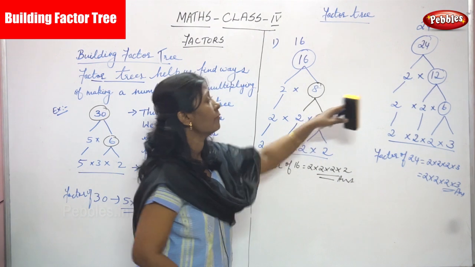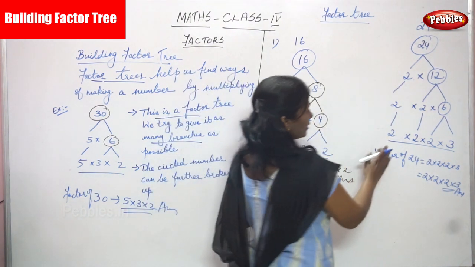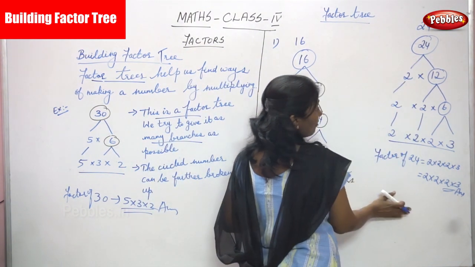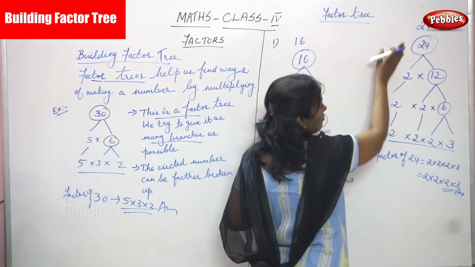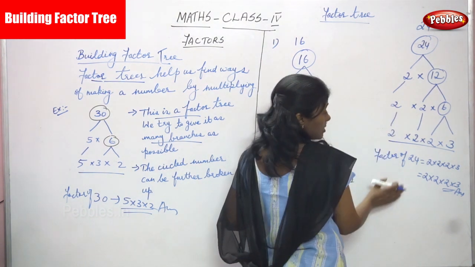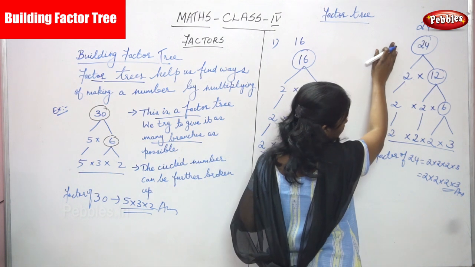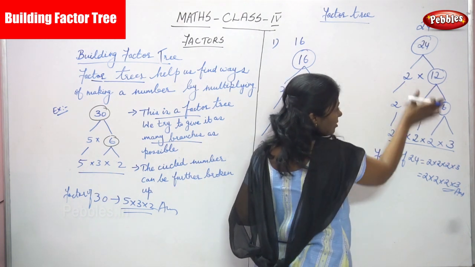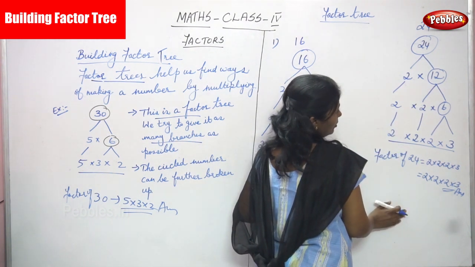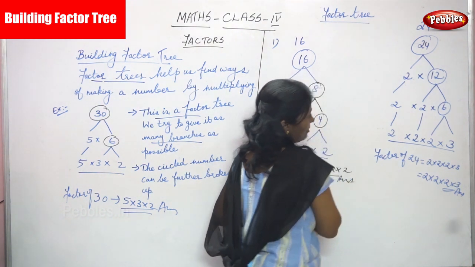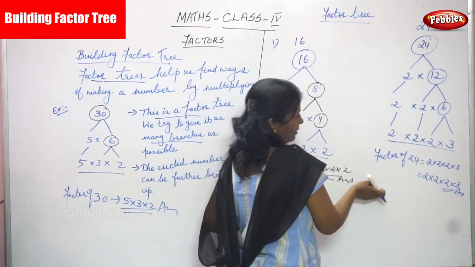So we find the factor of 24, but we are using the factor tree method. Again I'll repeat, we find the factor of 24, but we are using the factor tree method. We have done it already. I've done the sum for you. This is the second sum. We have done it right now.